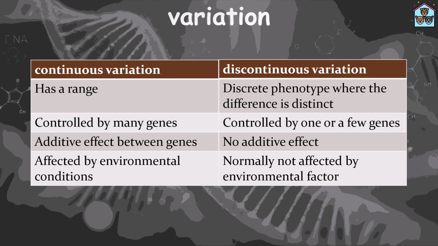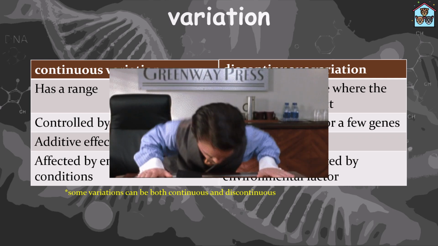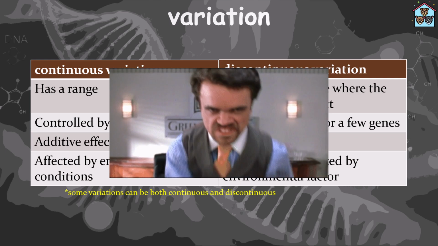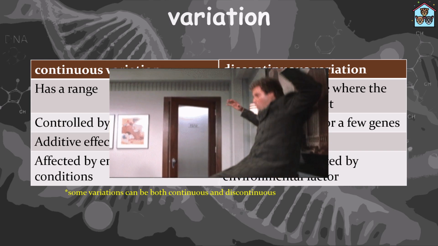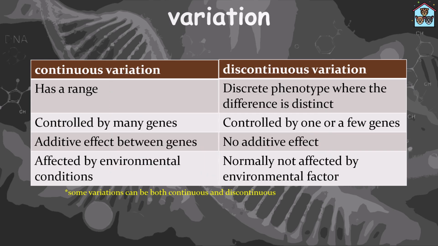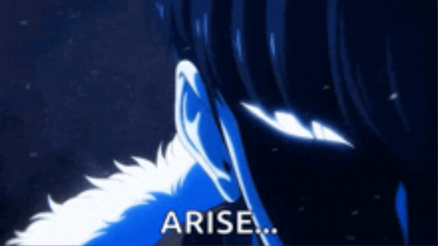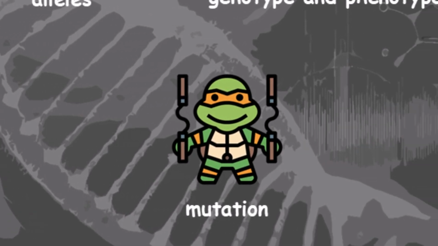Some variations can be both continuous and discontinuous. While height is generally a continuous trait in humans, there is a condition known as dwarfism that causes a person to be significantly shorter than average. Hence, height can be both continuous and discontinuous. So what causes variation in individuals? Dwarfism is caused by a dominant allele and often arises due to a mutation in genes.